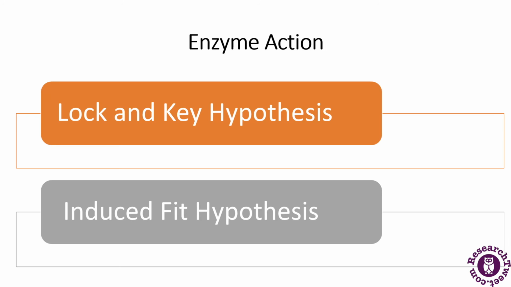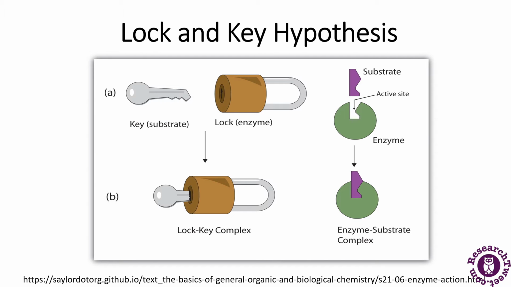Now we will talk about the enzyme action here. Enzyme action has been hypothesized into two categories. The two categories are the lock and key hypothesis and the induced fit hypothesis. These are the two categories of the enzyme action. First we will be discussing the lock and key hypothesis. This is a diagrammatic representation showing the key, which is a substrate, and a lock which is represented as the enzyme.